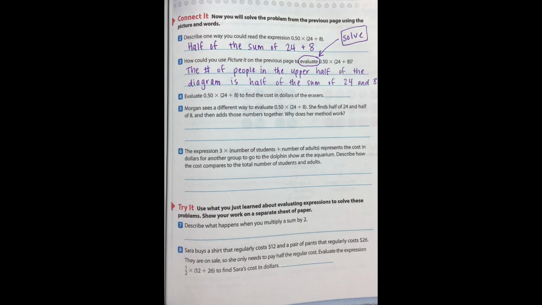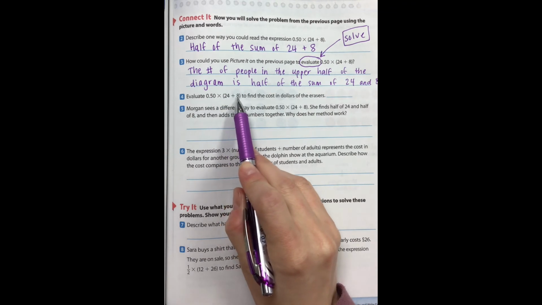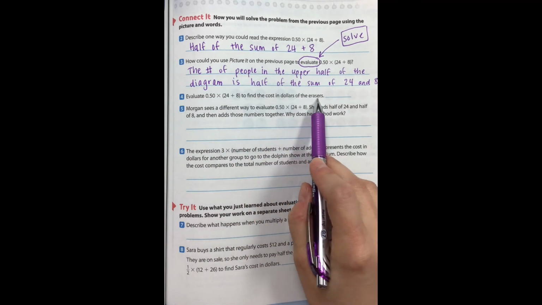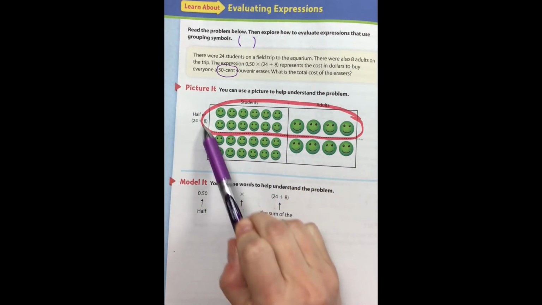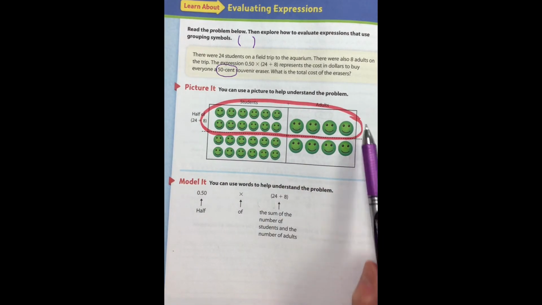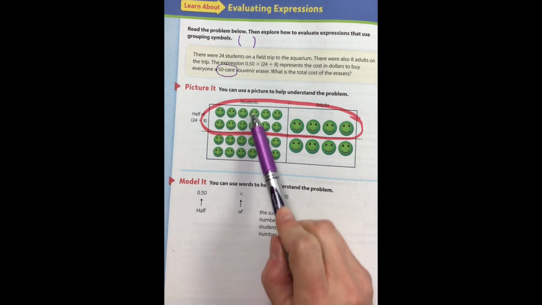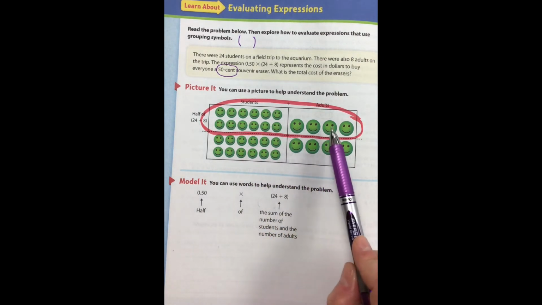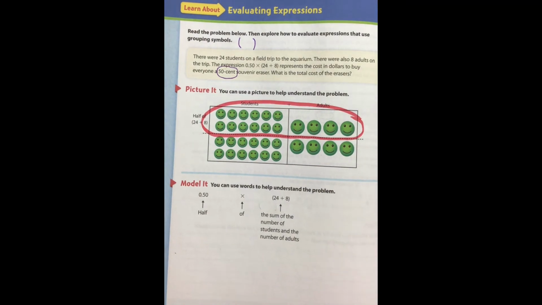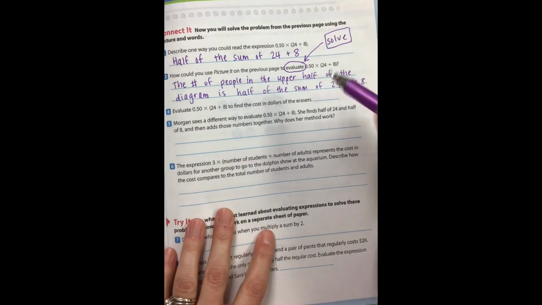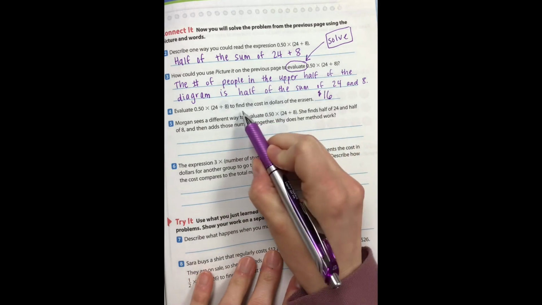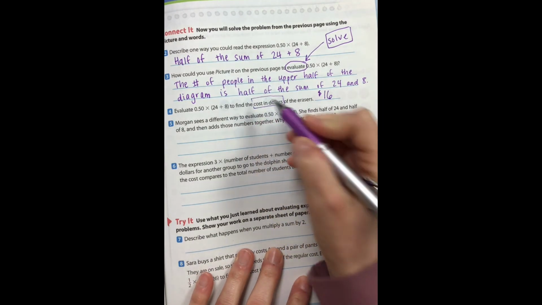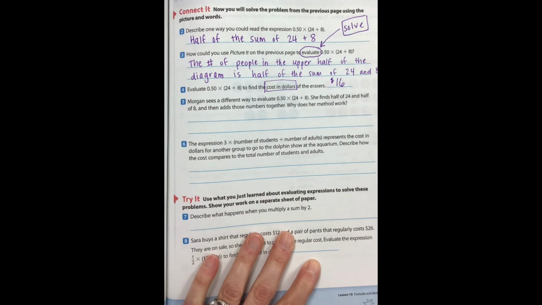All right, now number 4 says evaluate half of 24 and 8 to find the cost in dollars of the erasers. So I'm going to continue on with how we were doing with number 3, is using that picture it model. And we've already circled the top half, so now all we have to do is count them. 1, 2, 3, 4, 5, 6, 7, 8, 9, 10, 11, 12, 13, 14, 15, 16. So what's my answer? 16 what? Dollars. So it says find the cost in dollars. So that's how we know what we're going to label it. It is $16.